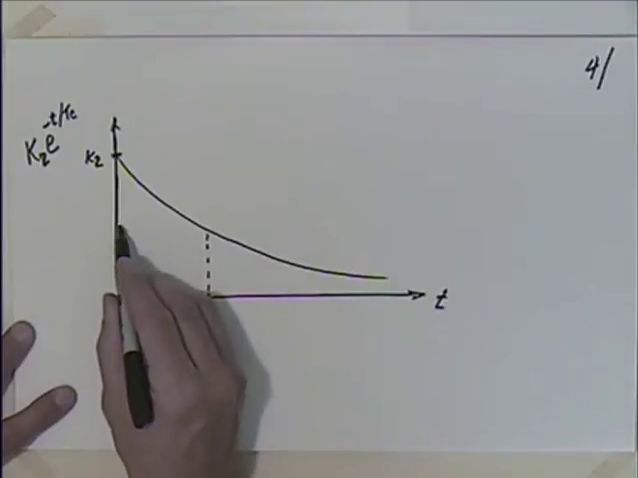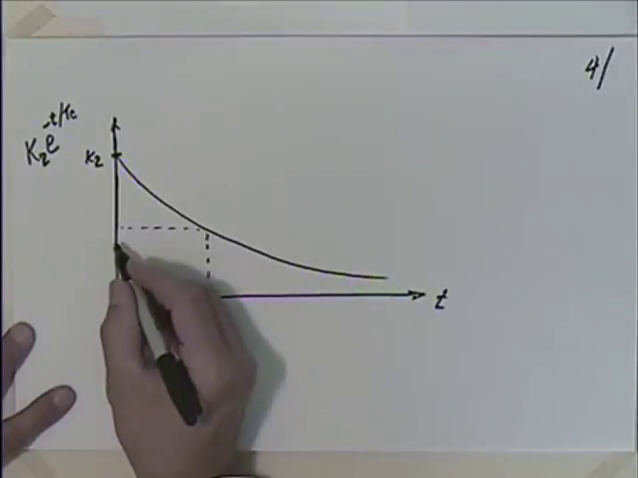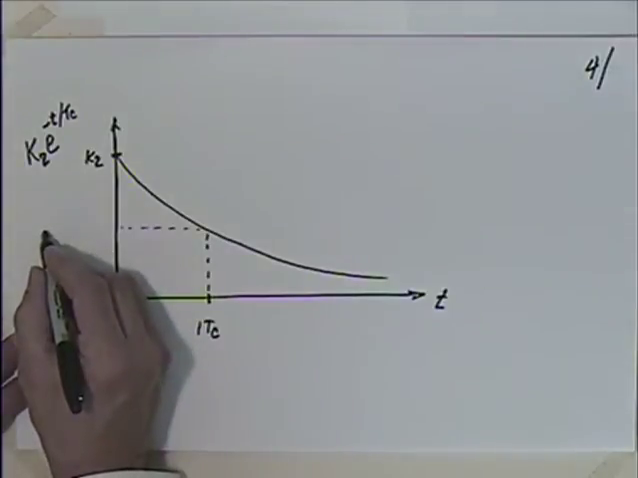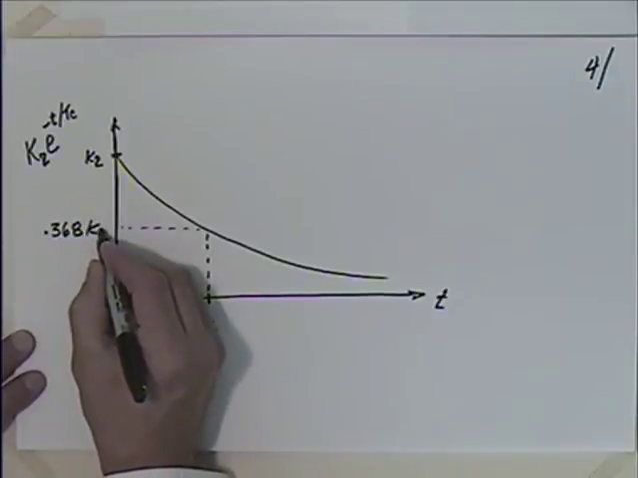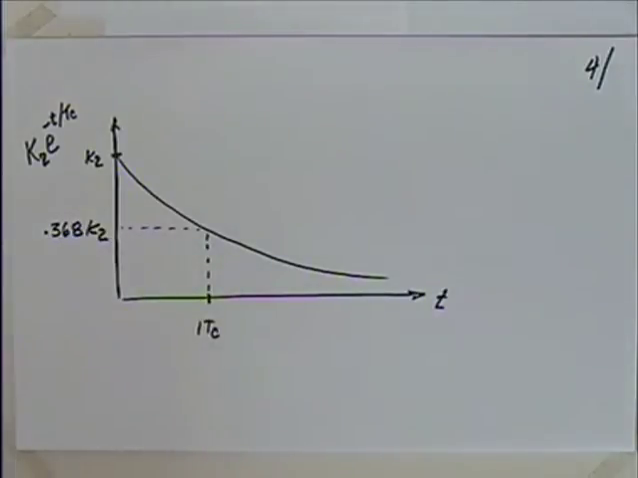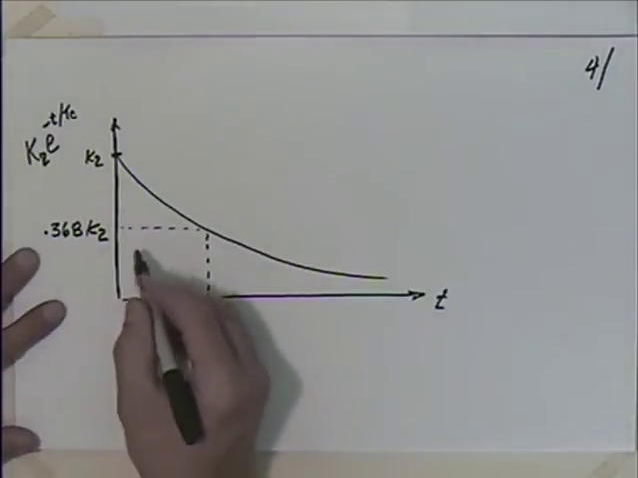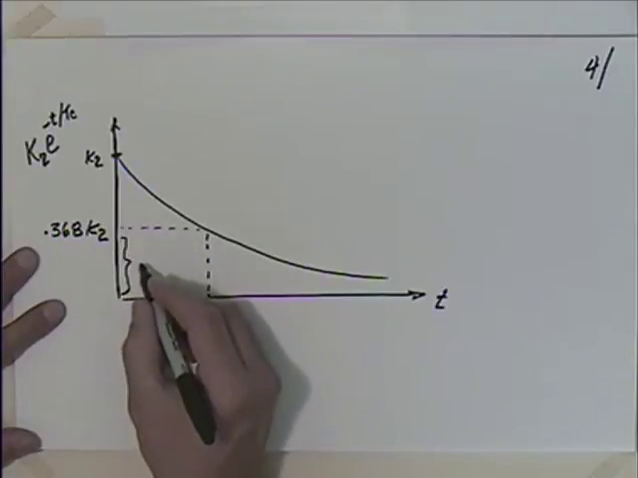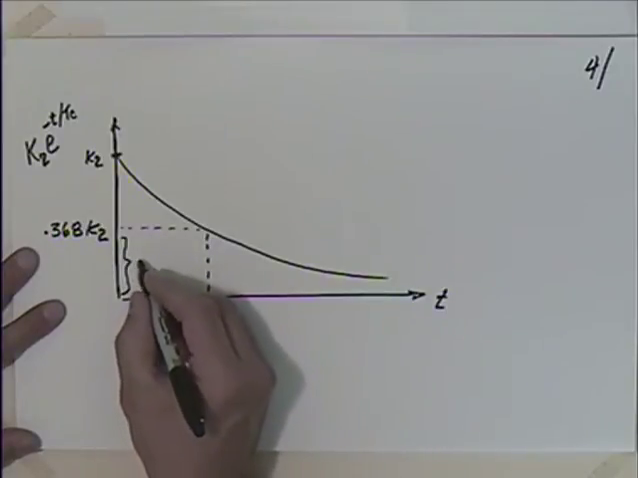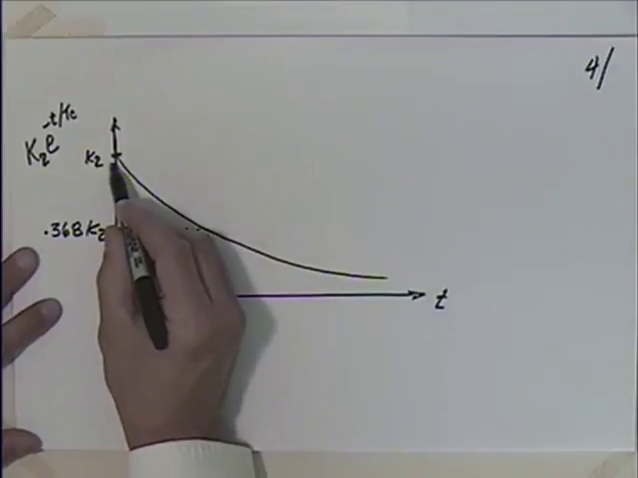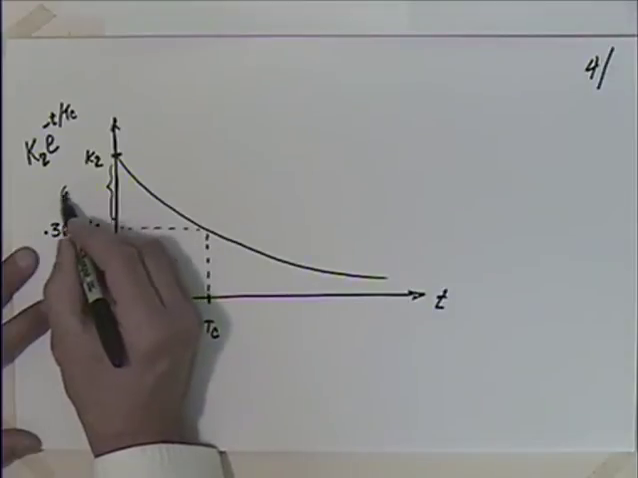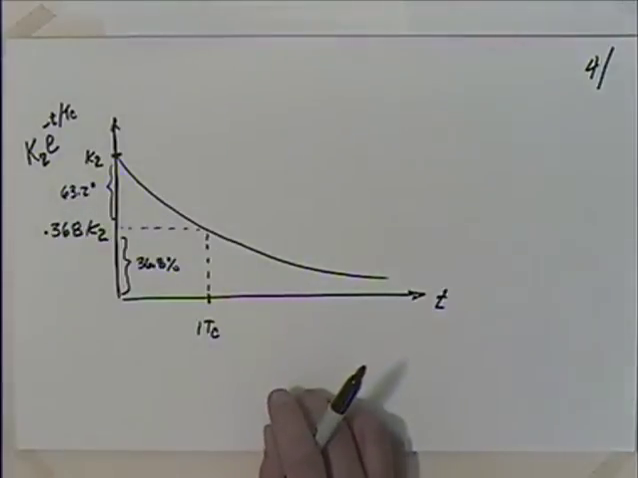And I know at 1 time constant that this has to be equal to 0.368 K2. Okay? And sometimes students wonder, how is that? Where we have here 36.8%. Did I get that right? Yeah. 36.8%. And here is, what, 63.2%? Well, where in the world does that come from?